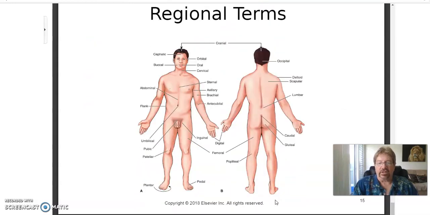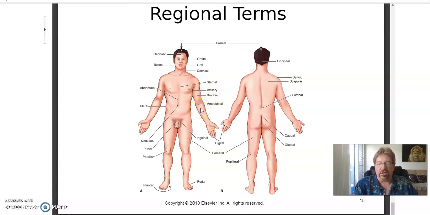Regional terms, there's a lot of stuff here. We'll see what we can cover. Cranial area is the head, cephalic is also head, orbits are on the eye, buccal is the cheek, oral is the mouth, cervical is the neck, sternal is the breastbone, abdominal is the abdomen, of course, the sides are flanks, the armpit is the axillary area, the arm is the brachial area, elbow is antecubital.